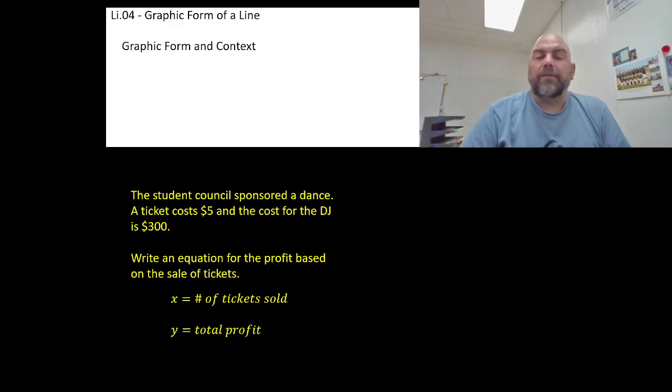All right, now the profit is going to be based on the amount of money you've made on tickets sold. Well, that's 5, which happens to be our rate of change. For every person that's coming, we're going to have an extra $5. So we're going to multiply the number of tickets by 5. There's our rate of change. There's our slope, right? And then our base cost happens to be the cost of the DJ. So profit in that case, we are down $300. So our equation is going to be Y, the total profit, is equal to 5 times X minus 300. There we go. There's our equation.